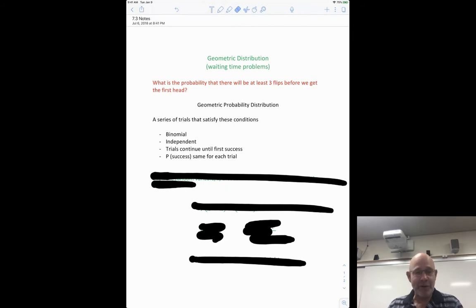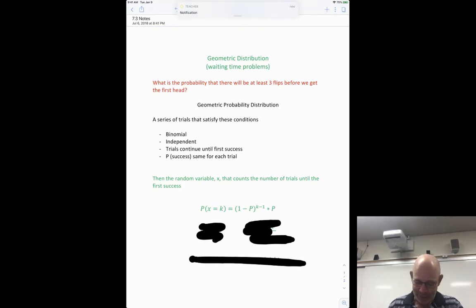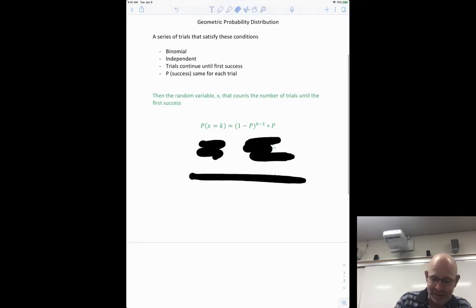I'm going to give you the formula, and we'll just go through one. This time, the random variable counts the number of trials until the first success. So K is how many trials it takes to get the first success. The formula is (1 minus P) to the K minus 1, times P. So for instance, I'll give you a basic one. I'll come back to that in just a second.